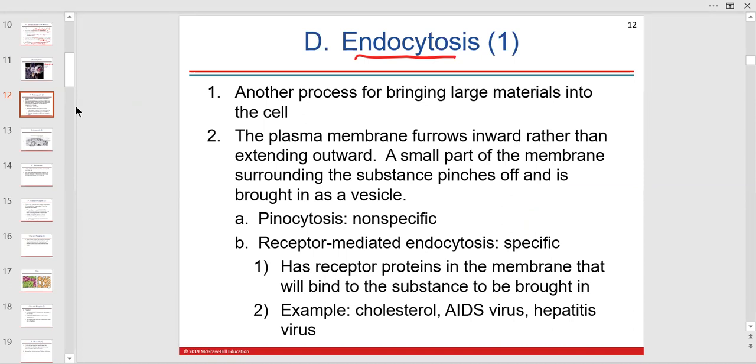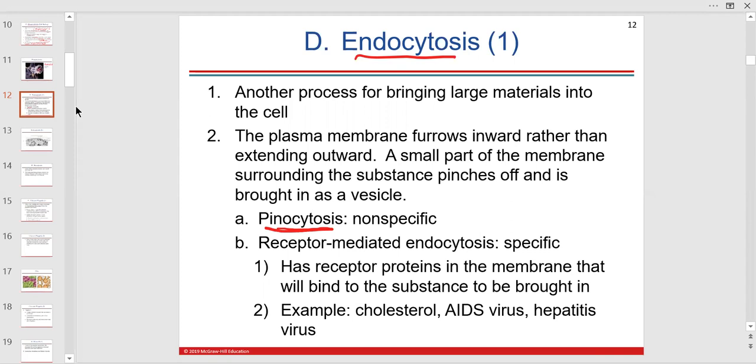So pinocytosis is basically nonspecific, like cell drinking. It takes in a lot of particles. We're not going to talk a lot about that because it's pretty much business as usual for a cell to be doing that with different molecules, maybe different ions, but mostly molecules.